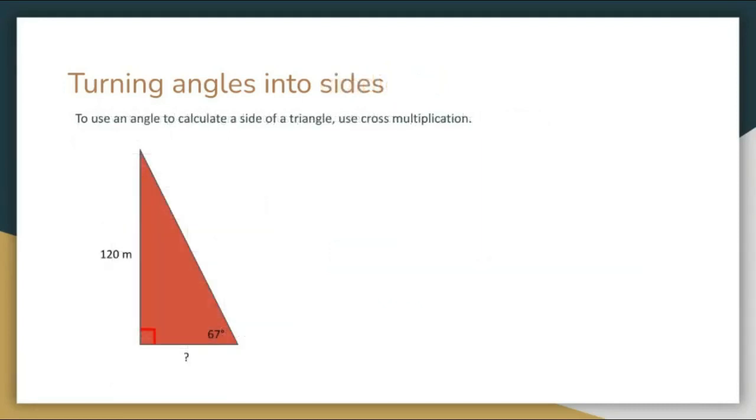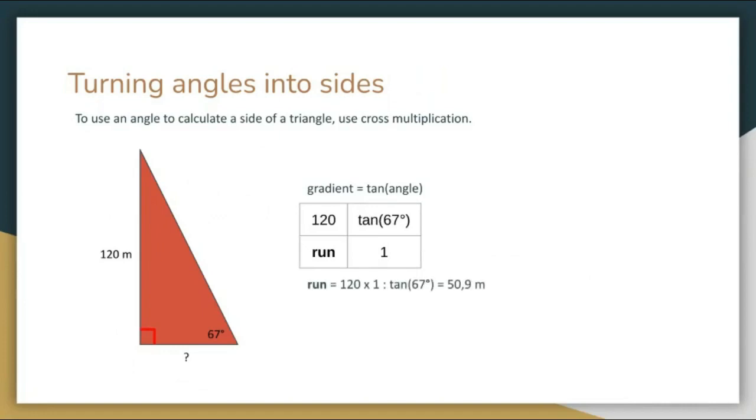Next up, turning angles into sides. Almost the same as with the gradient, so I'll go over it pretty fast. Here we have a triangle with an angle of elevation of 67 degrees and a rise of 120 meters. Let's find the run. We start with the same table as before: rise, run, gradient and 1. As the gradient is equal to the tangent of the angle, we fill that in along with the 120 for the rise. And now we cross multiply to find a run of 50.9 meters.